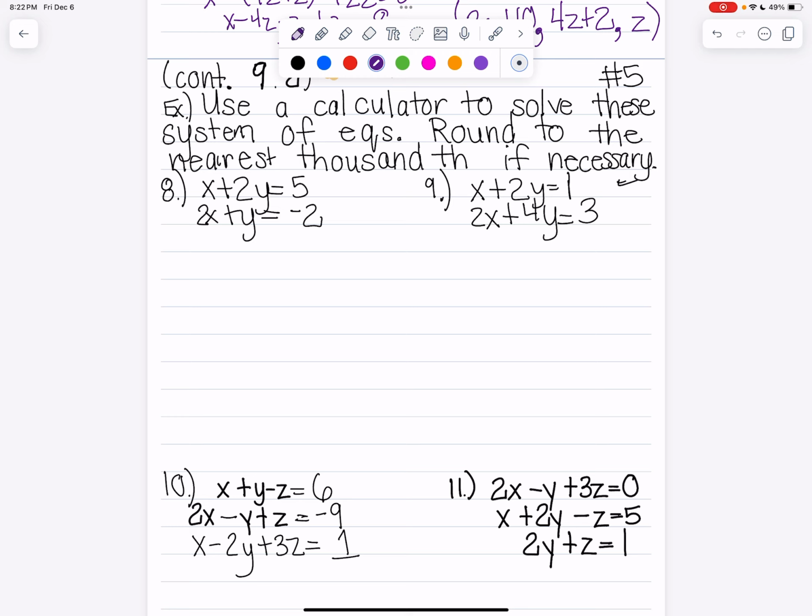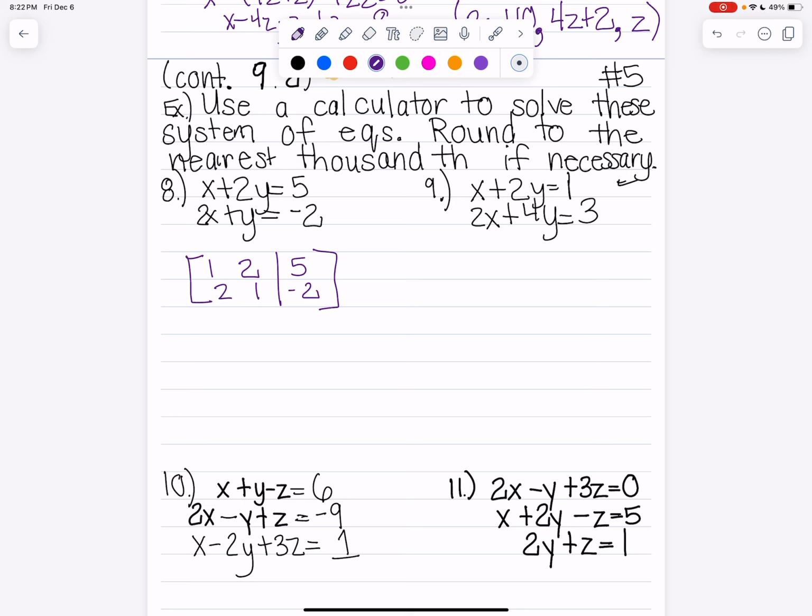Next, we're going to do number 8, 9, and also number 10. I'm just doing three of them. 10 and 11 are similar, so you could do 11 yourself and practice it. What I normally do, and suggest you do, is change these systems of equations to a matrix. So I'm going to change my first one so I know what I'm putting in: 1, 2, and then 5, and then 2, 1, -2. I want that because that's what I'll look at when I put it in the calculator.